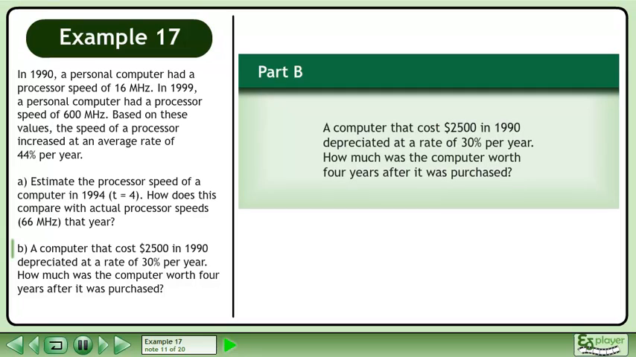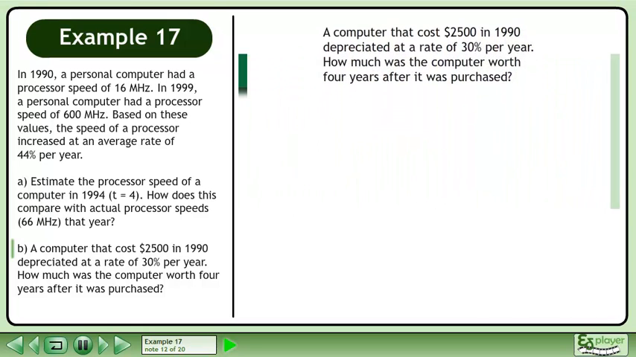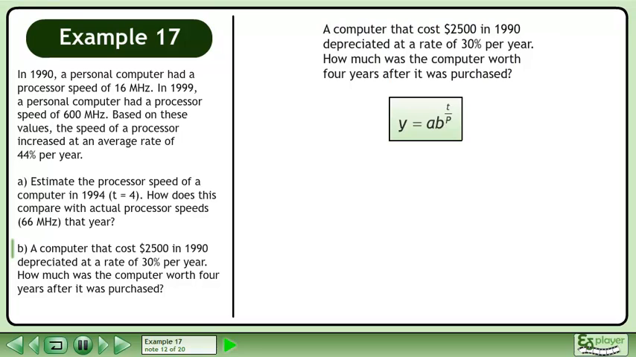In Part B, a computer that cost $2,500 in 1990 depreciated at a rate of 30% per year. How much was the computer worth 4 years after it was purchased? We can use the exponential form y equals a times b raised to the power of t over p to answer this question.